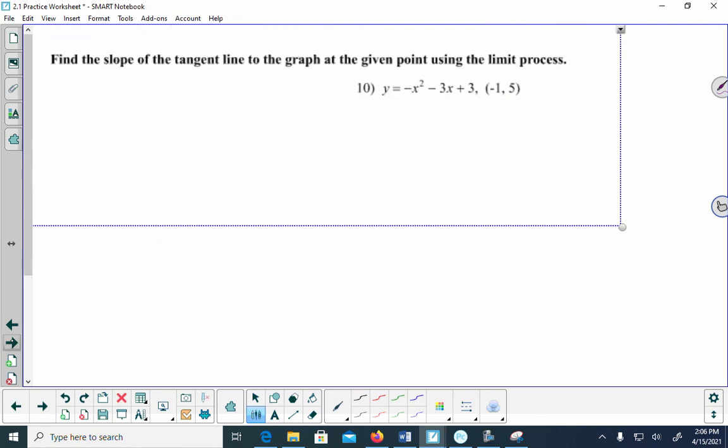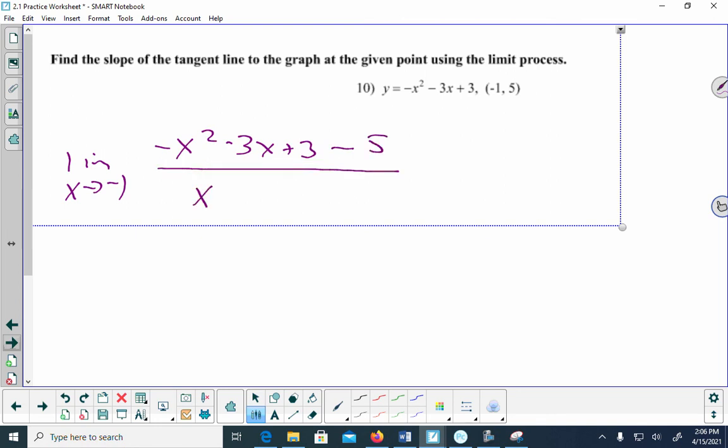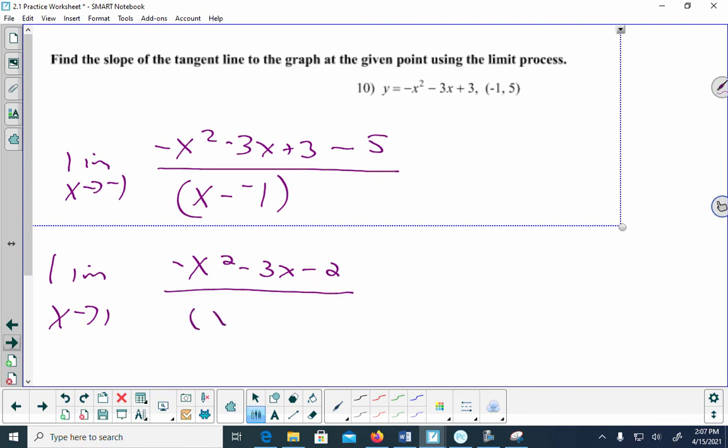Okay, let's do another one. I'm going to do the same process that I just did. I am going to take the limit as x approaches -1, because that is my c, of negative x squared minus 3x plus 3 minus f of c, which is 5, all over x minus a -1. I know you would never write it like that, but I'm just showing you what I did. So this will be negative x squared minus 3x minus 2 all over x plus 1.